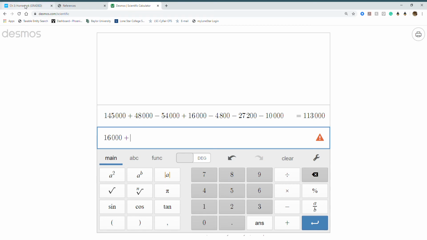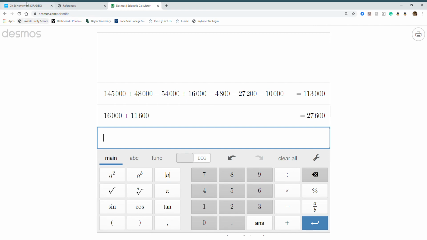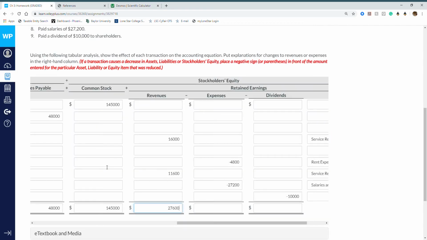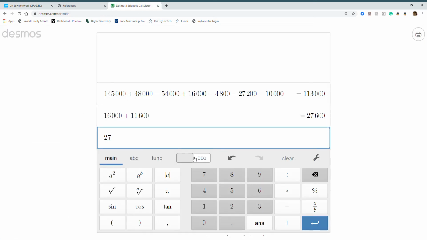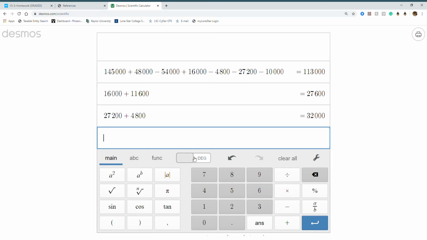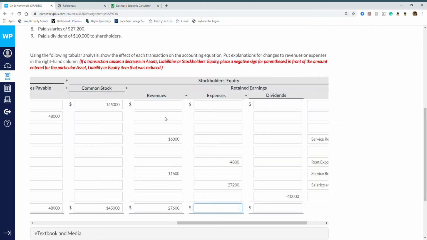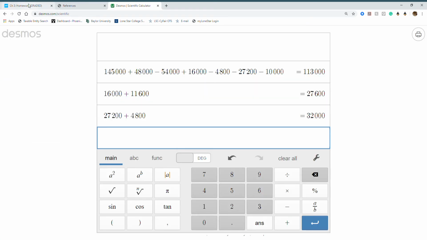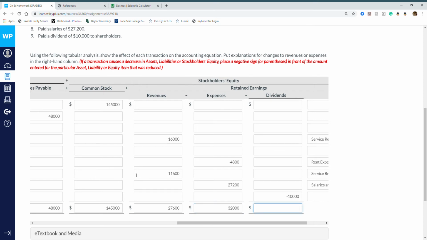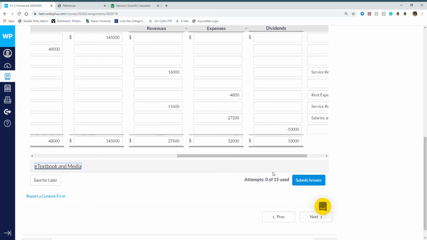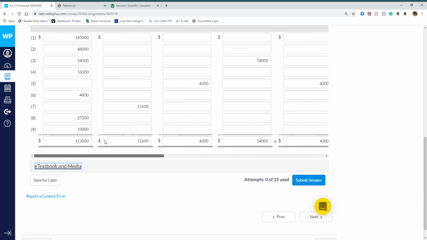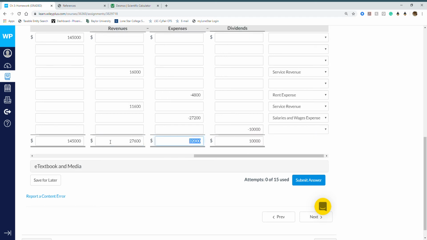Plus 11,600, 27,600, and then we have 27,200 plus 4,800. 32,000, and then 10,000. Okay. I don't think we have to put anything else here. And that's it. Yep. So that's basically it.